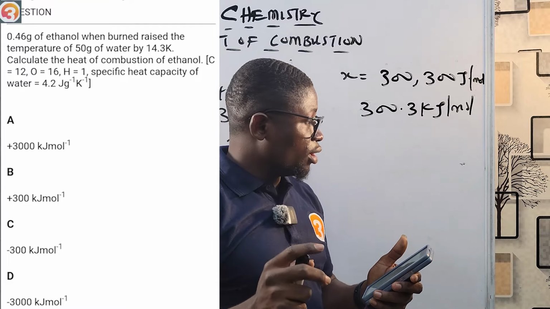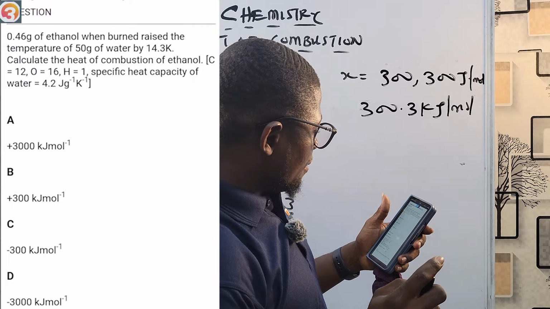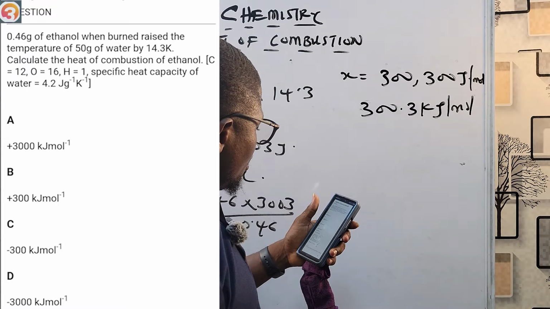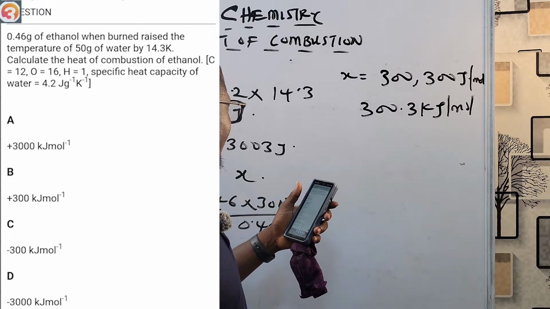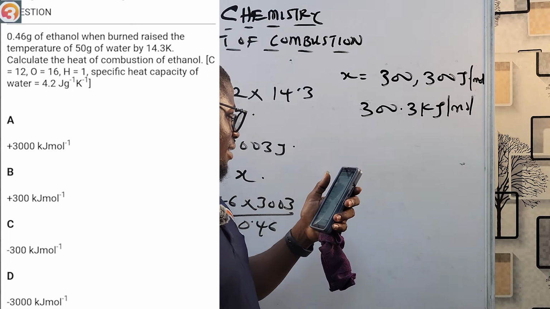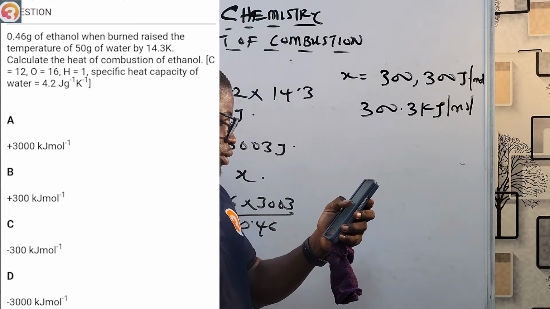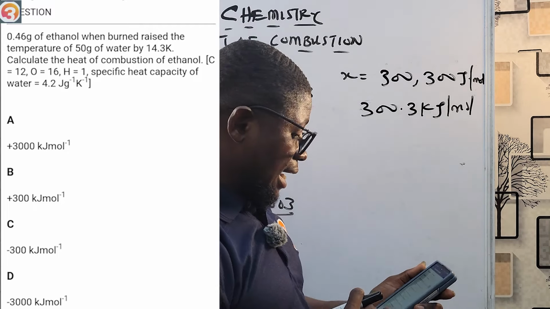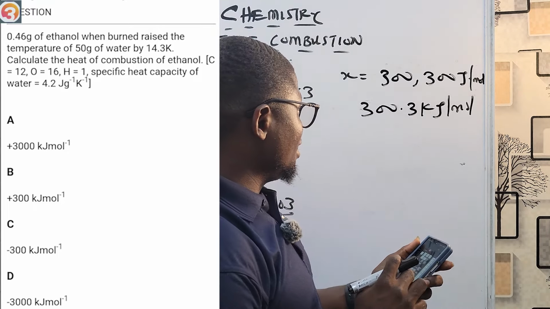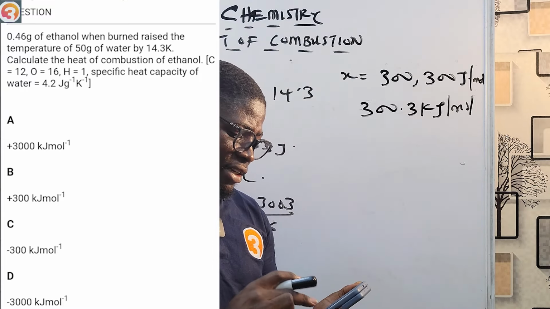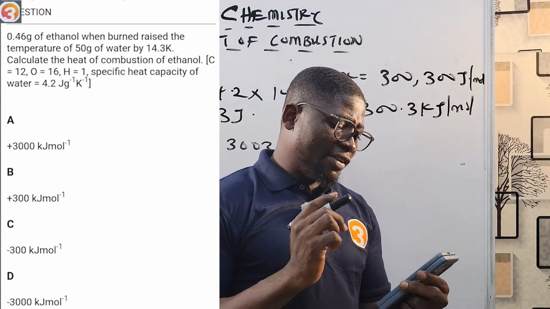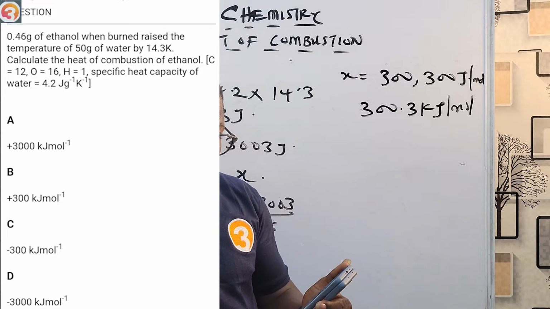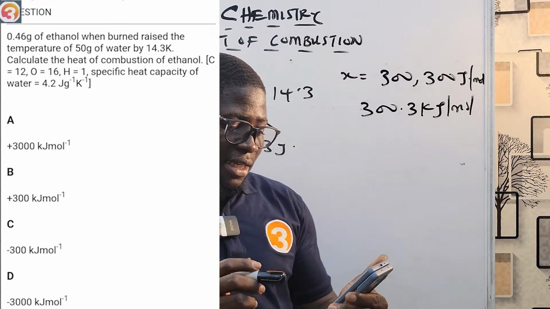B, they say plus 300 kilojoule per mole. Then C, they say minus 300 kilojoule per mole. Then D, we're given minus 3000 kilojoule per mole. So our correct answer will be option C? Our answer there is 300.3 kilojoule per mole. But here you can see in the options they are giving signs. The first one is plus 3000, B is plus 300, C is minus 300, D is minus 3000.